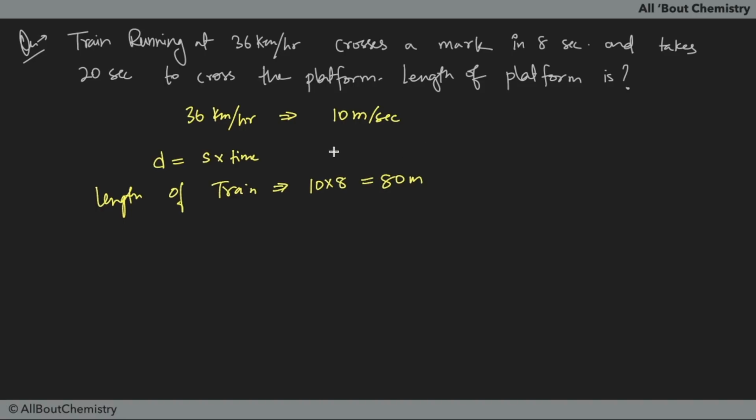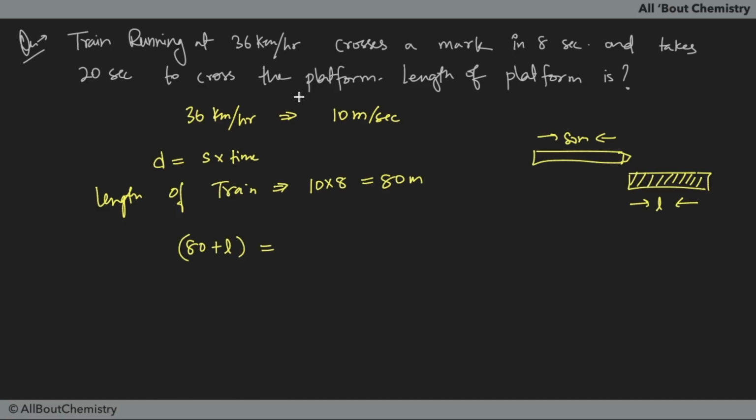Now this was not asked, they have asked you about the length of the platform. Now the same train, if this is the train, let's say, and it has to cross a platform, this is the platform, let's say. So if the train is 80 meters long and the platform is, let's say, L length long, the train has to travel 80 plus L distance. That's the distance which it has to travel, and speed is the same, that is 10 meter per second. So distance is equal to speed into time, and time is 20 seconds.